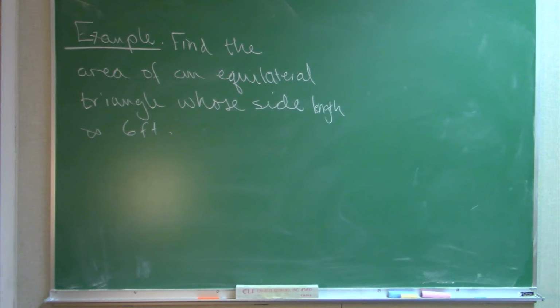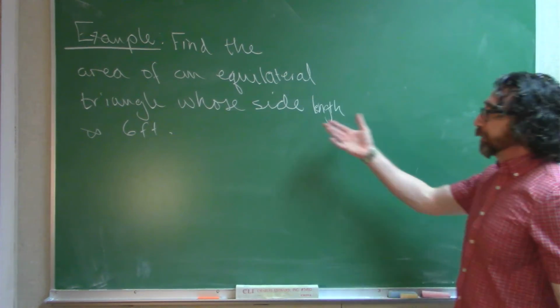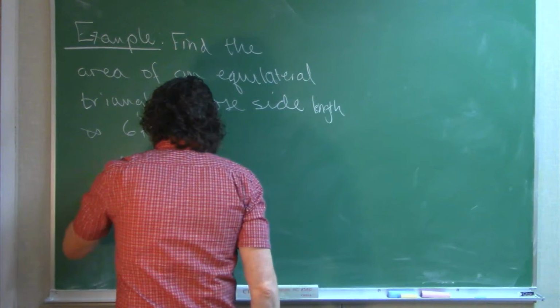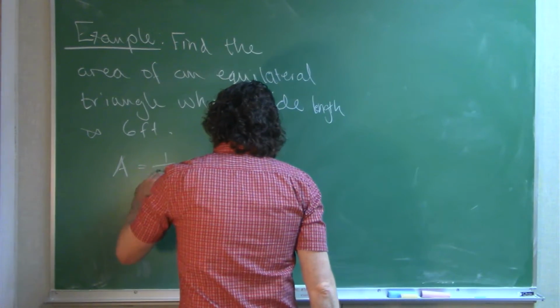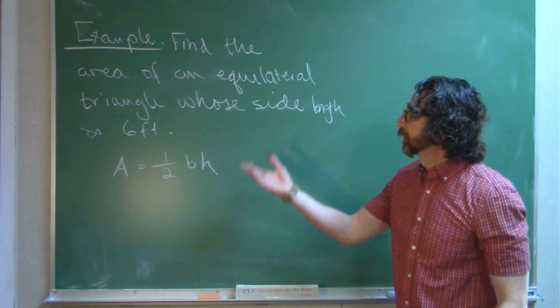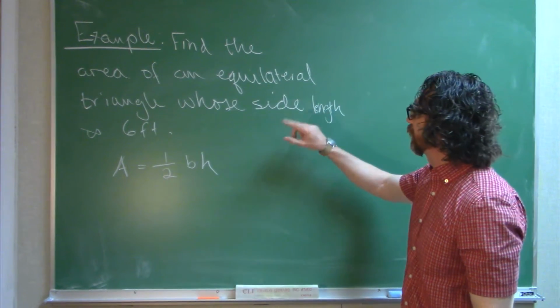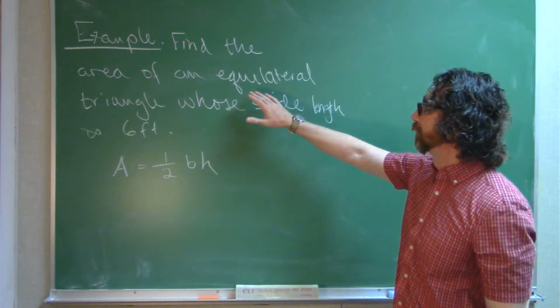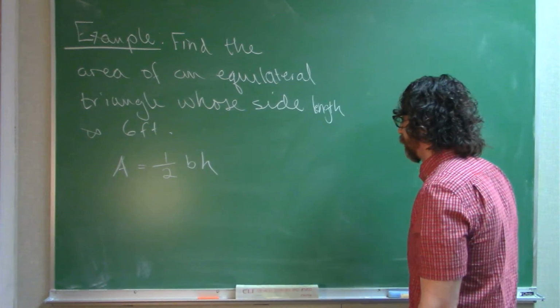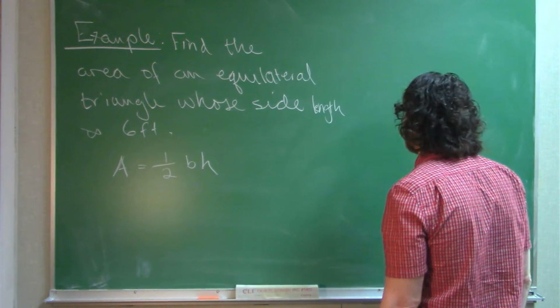Okay. So we are tasked with finding the area of an equilateral triangle whose side length is 6 feet. Now I'm sure you remember that the area of a triangle is 1/2 the base times the height. Now equilateral, well, that means equal sides. So the sides are all the same length.